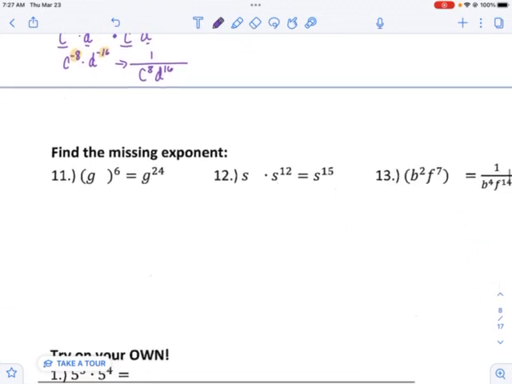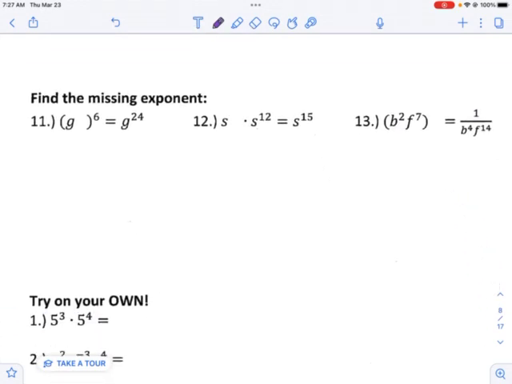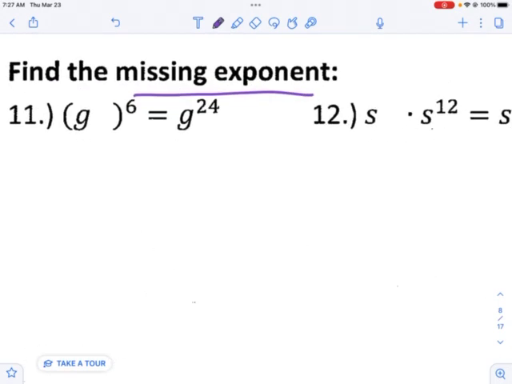When I look here at the next page, I'm asked to find the missing exponent. And then let's talk about what rule it is. So think, how do I go from 6 to 24? Well, 6 times 4 gets me 24. And what rule is this? This is the power rule.